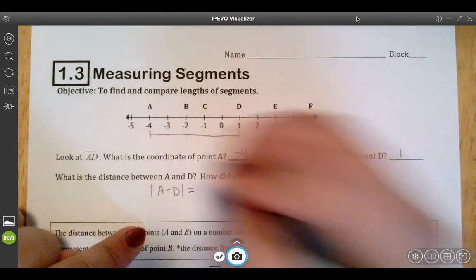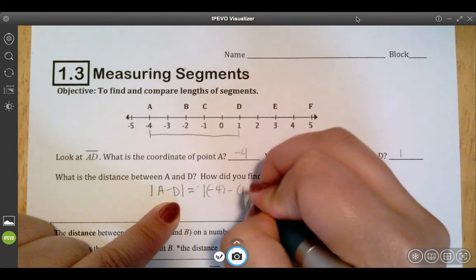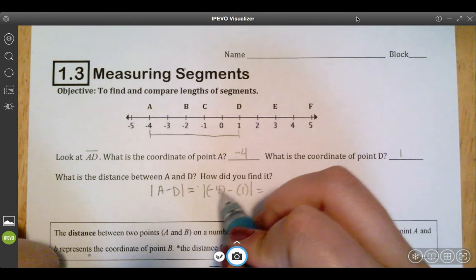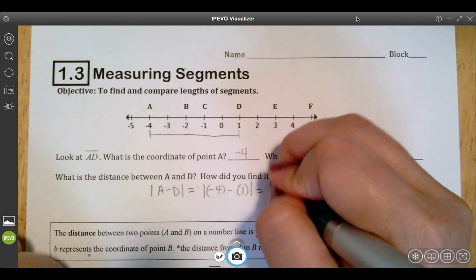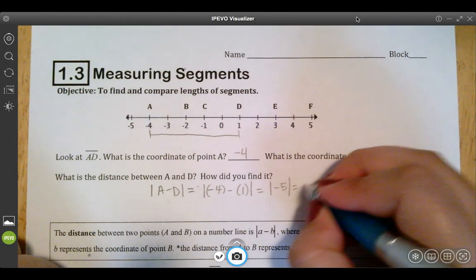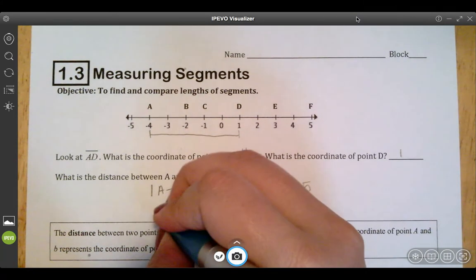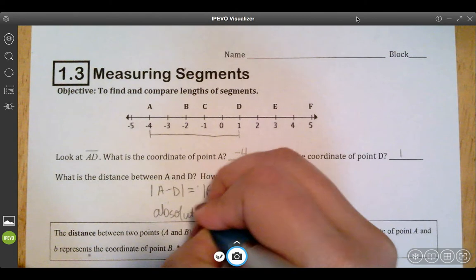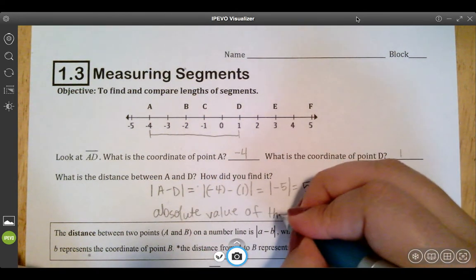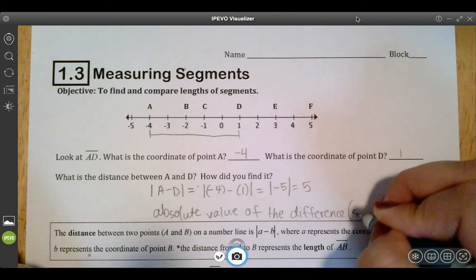A is -4, D is 1. -4 minus 1 is -5. The absolute value of -5 is 5. So we take the absolute value of the difference, which is subtraction.